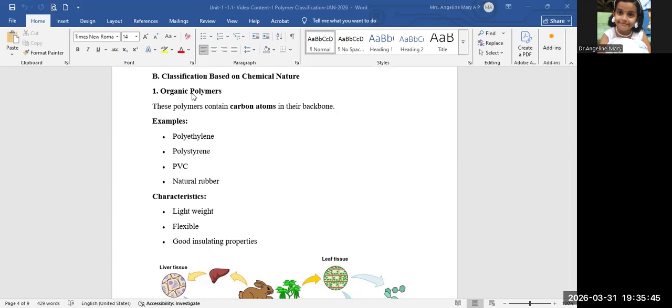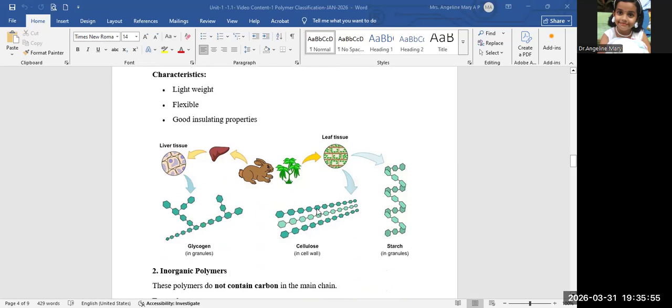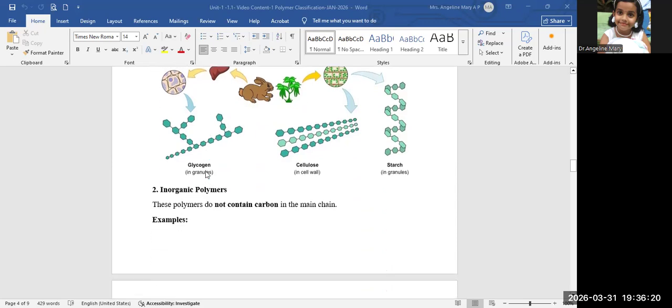These organic polymers are lightweight. They are flexible, with good insulating properties. So this is a simple flow diagram for these organic polymers. From liver tissues, it should be converted into tissues. Then from leaf tissues, we have to prepare starch. In the cell wall, there is cellulose. From this tissue, we can convert it into glycogen. So these are some examples of organic polymers.